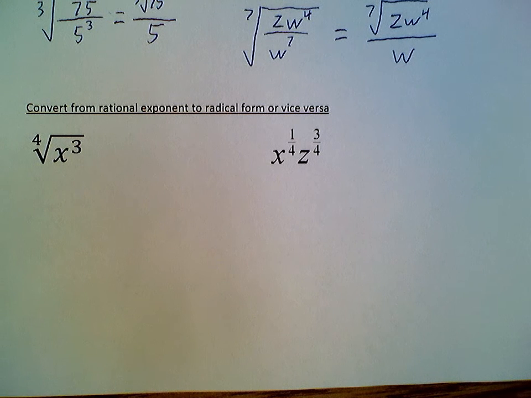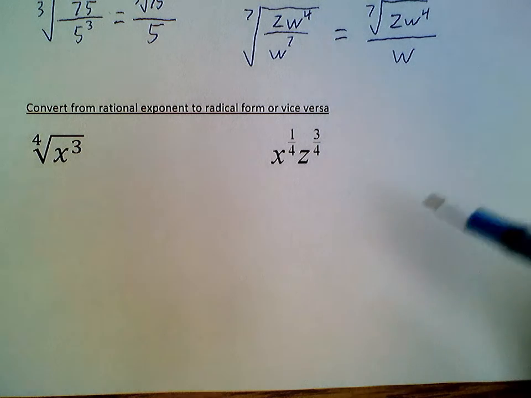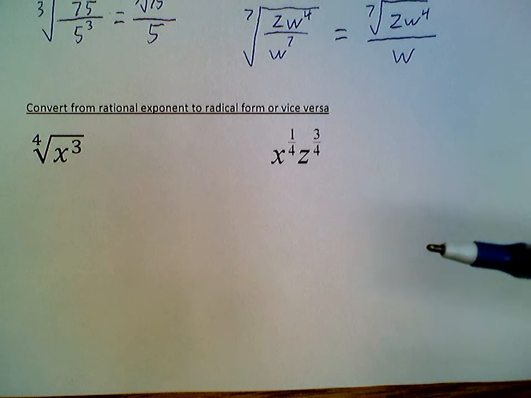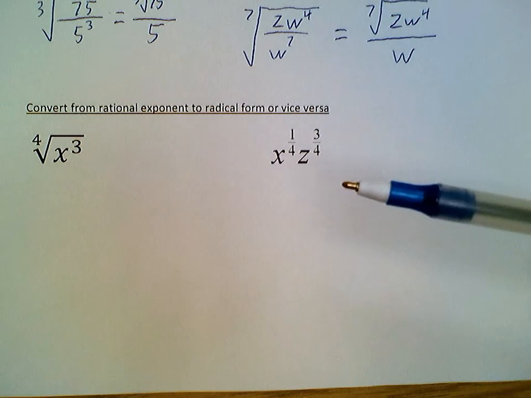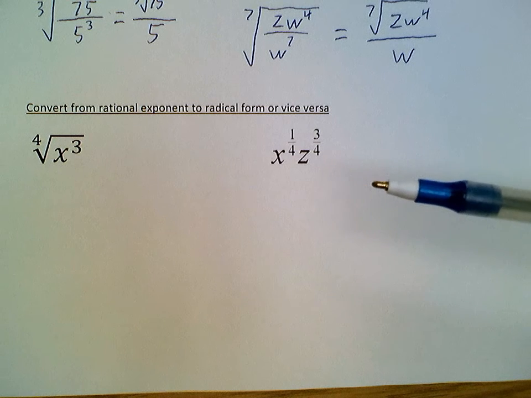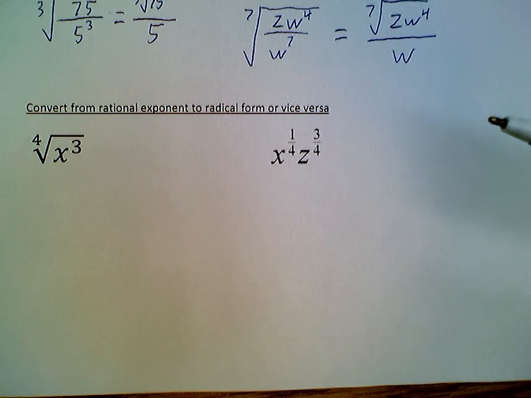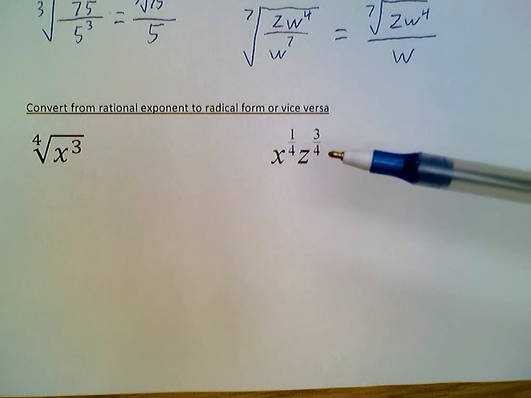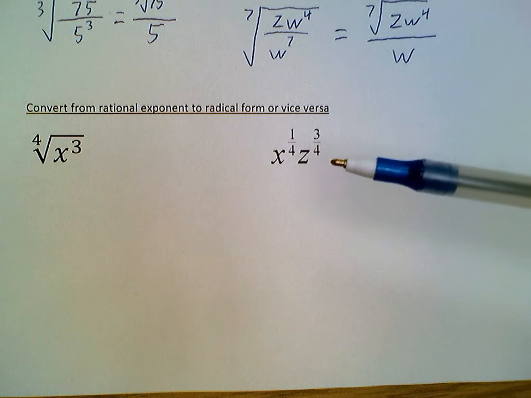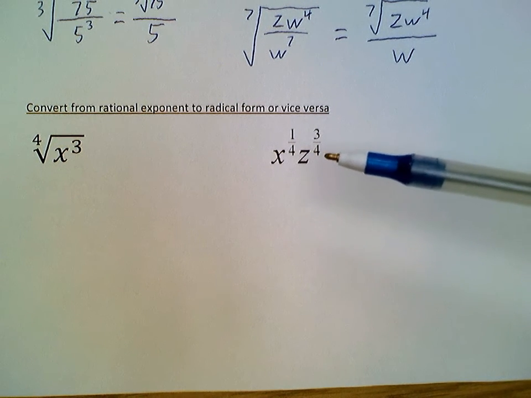Alright, in this video we're going to look at the relationship between rational exponents and radicals. First of all, what is a rational exponent? A rational exponent is an exponent that can be written as a rational number, and a rational number is any number that can be written as a fraction. So like 1/4 or 3/4, those are rational exponents because the exponents can be written as a fraction.